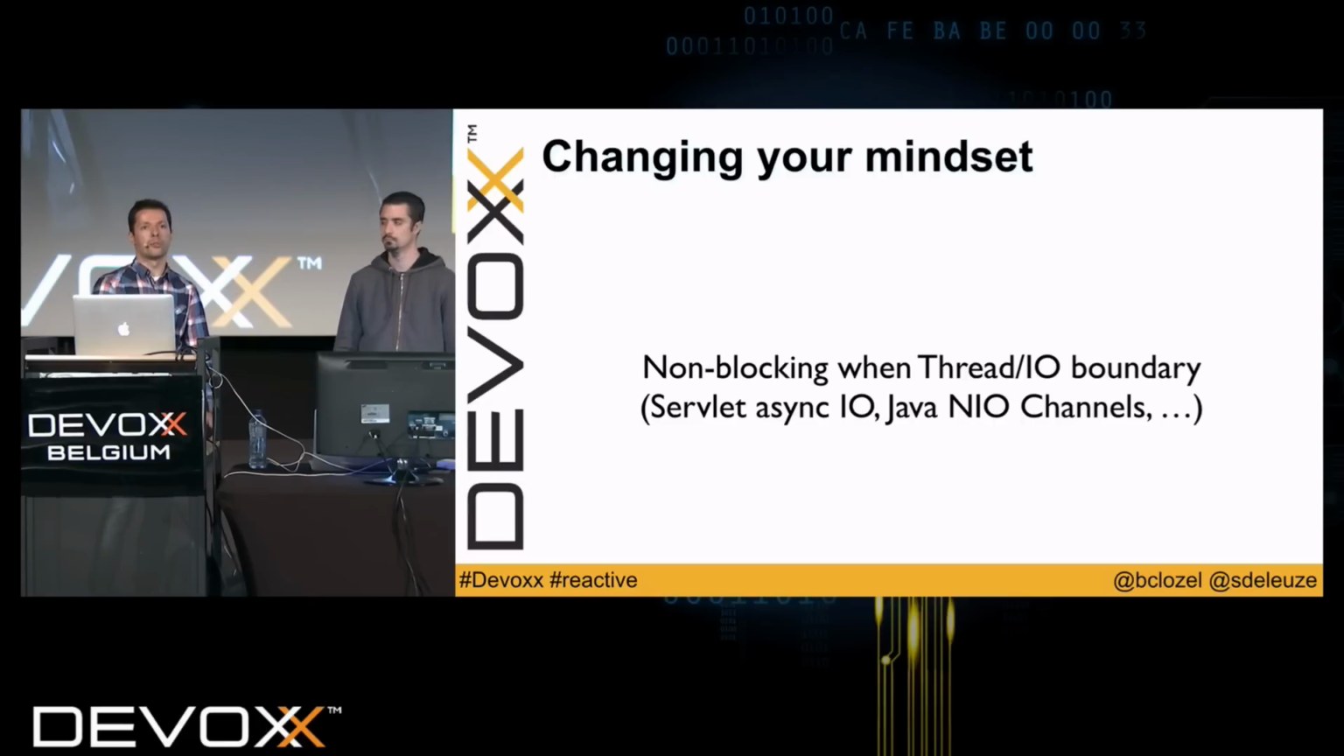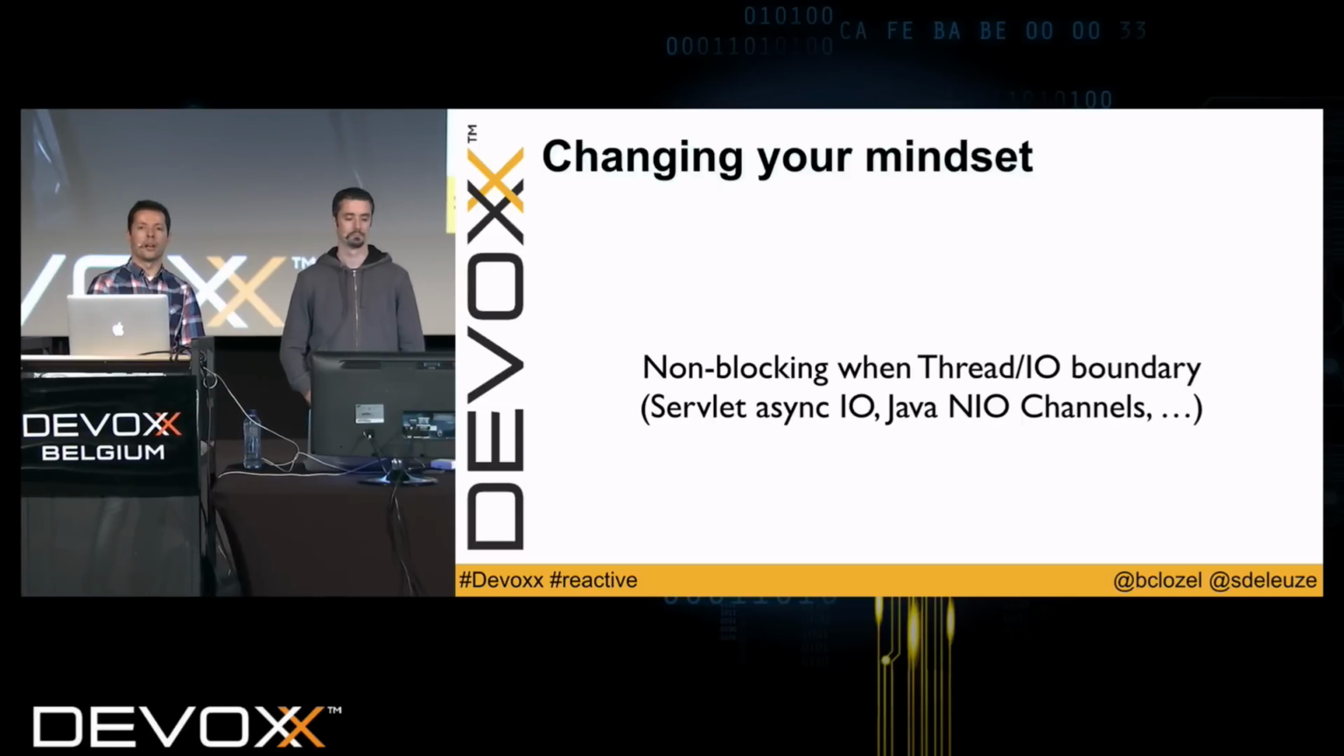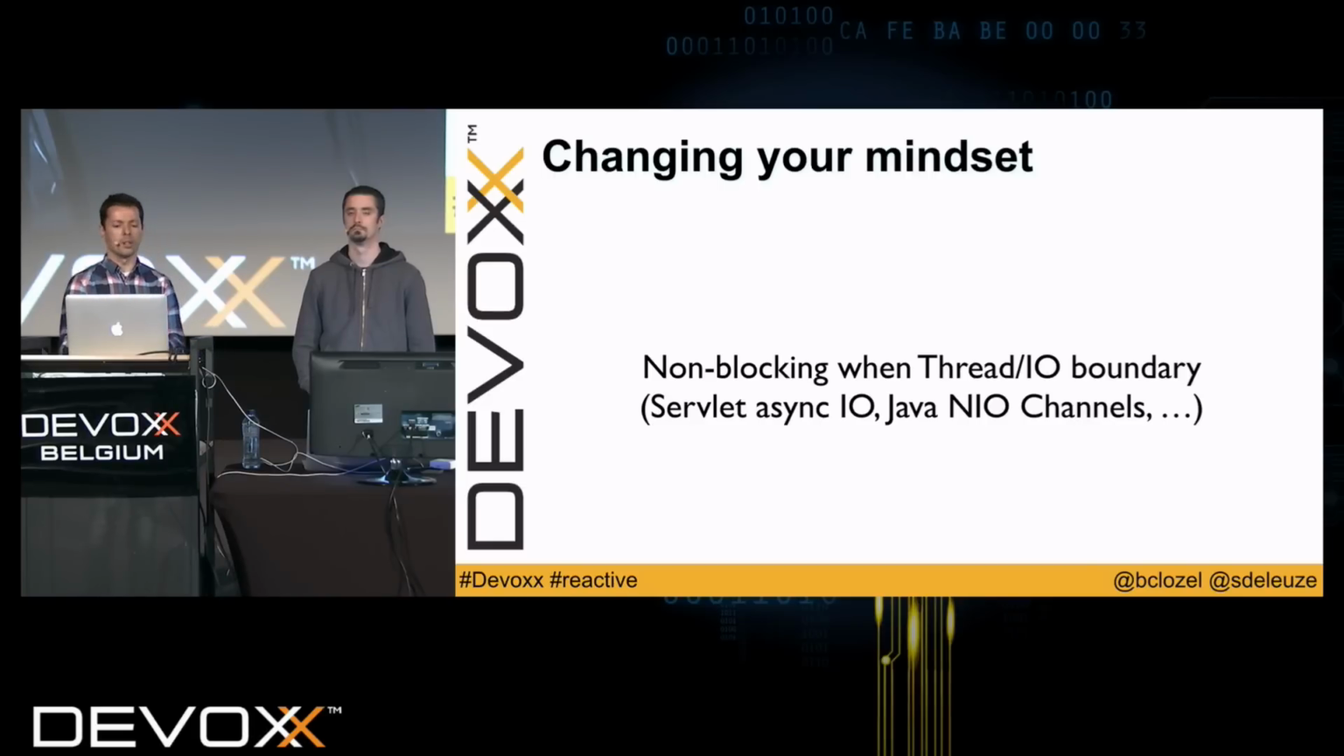You have to really enforce the fact that you should do non-blocking everywhere, and especially when thread boundaries or I/O boundaries are involved, so latency, etc. So for us, it meant using servlet async I/O. It meant using Java NIO channels and not using blocking APIs inside the framework.